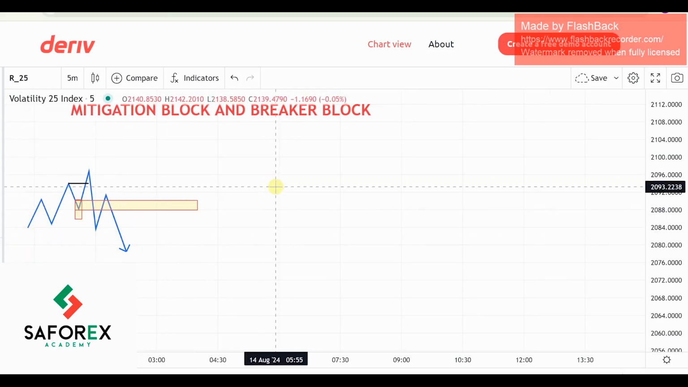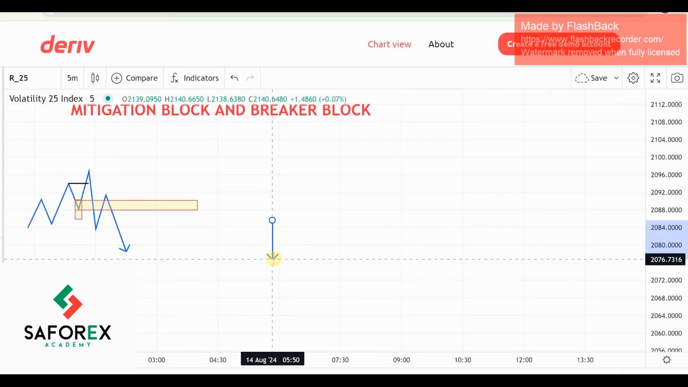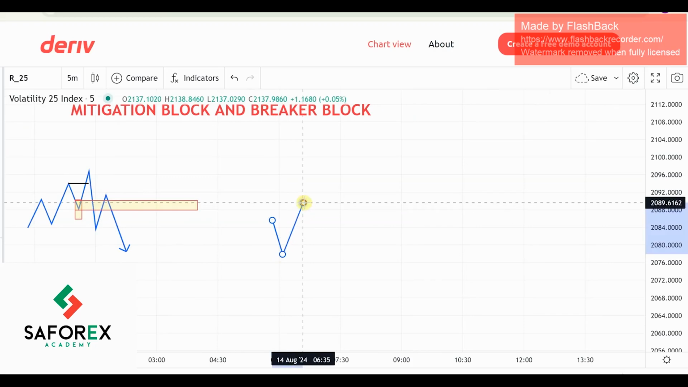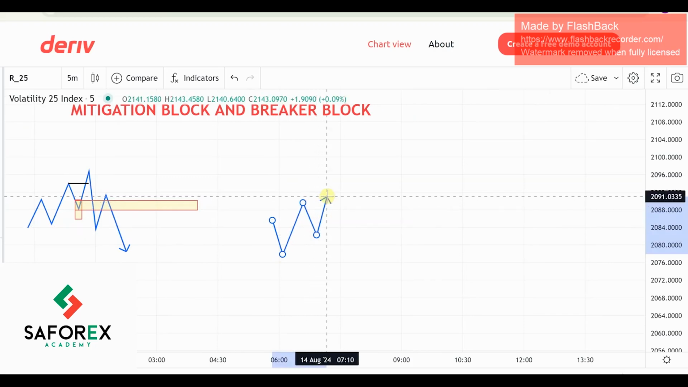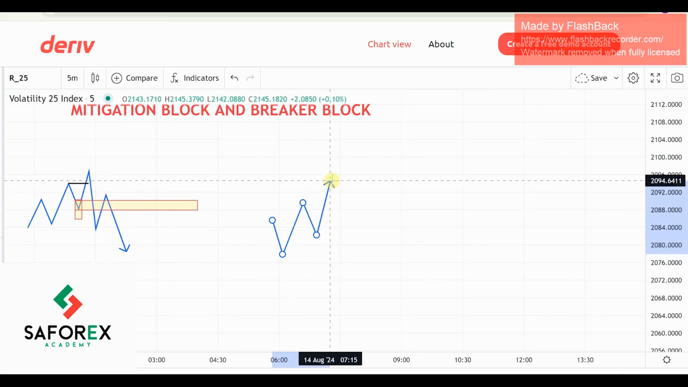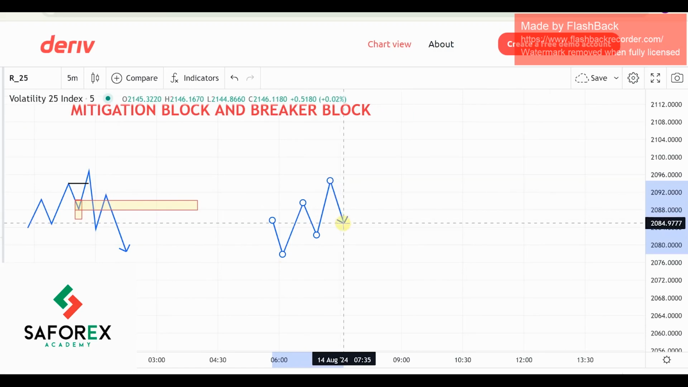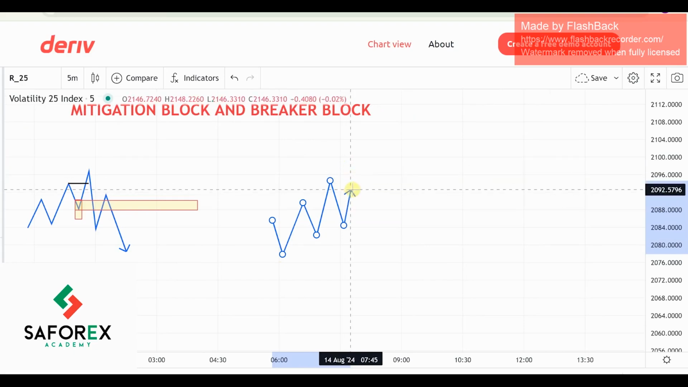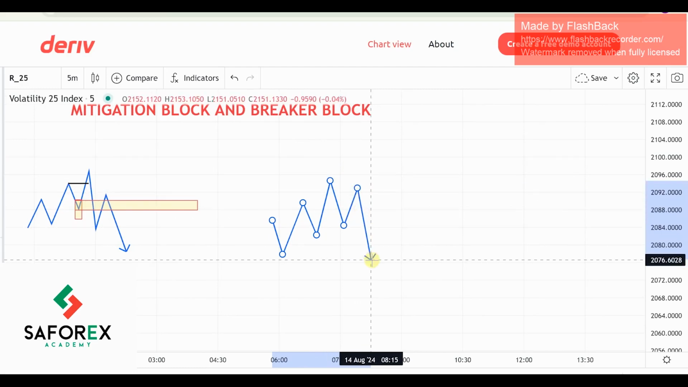You want to see price, whichever way, as price is doing this way. Okay, you want to see price, instead of breaking above here, failing to break, right? And then break down.